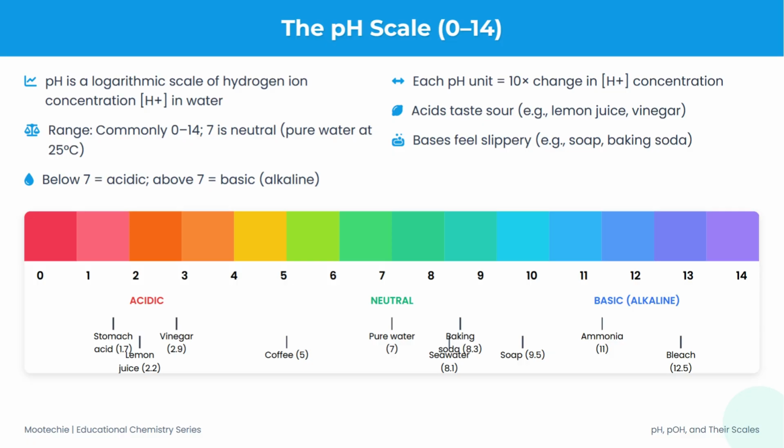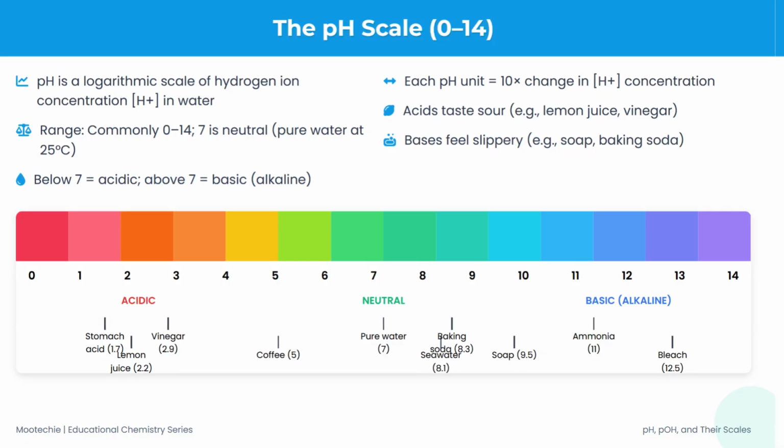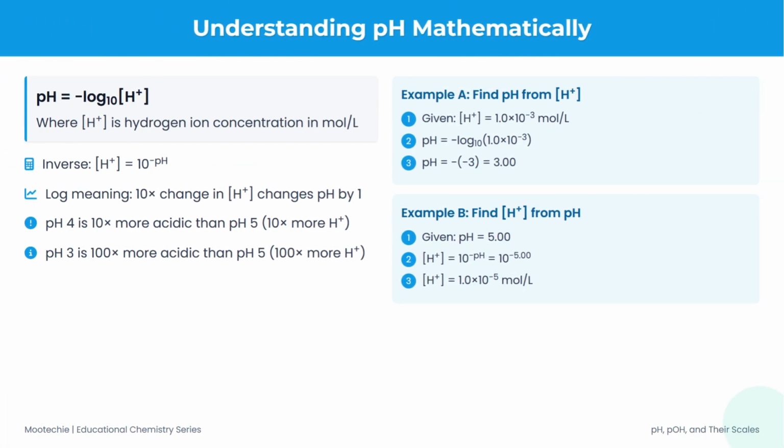As we continue, let's understand the math behind pH. The formula is pH equals negative log base 10 of the hydrogen ion concentration, where the hydrogen ion concentration is in moles per liter. This is an inverse relationship.